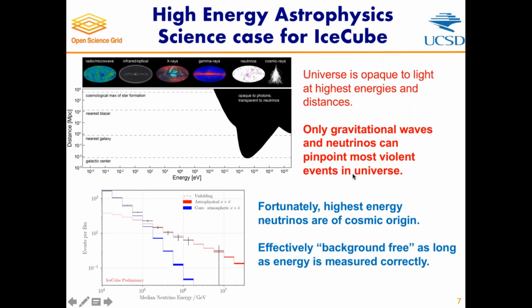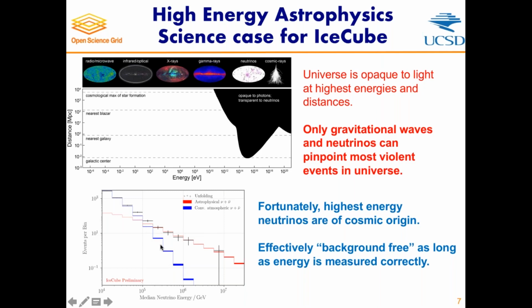And the name of the game here is to understand the most violent events in the universe, be able to point back at them, and then study them with light, of which we have lots in different frequencies, as I'll explain more in one of the next slides. Fortunately, nature gave us a leg up here in that what you see here is the neutrino energy versus number of events that you expect. You can think of the y-axis as flux of sorts, and the x-axis as energy of the neutrinos.